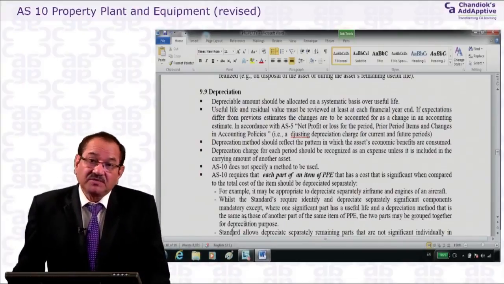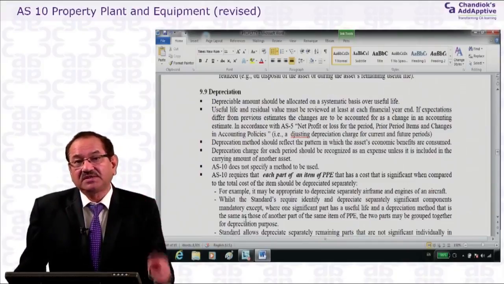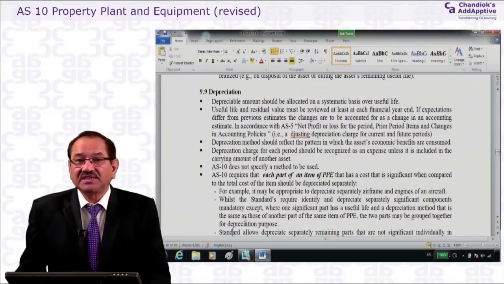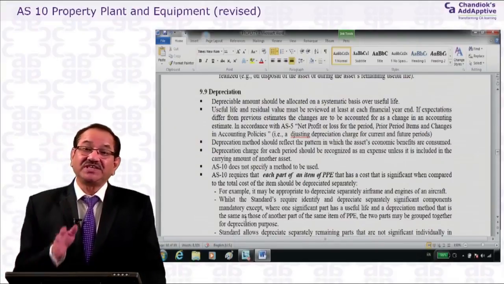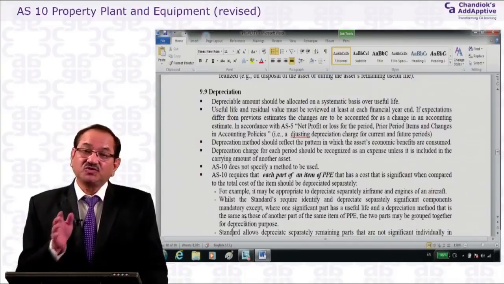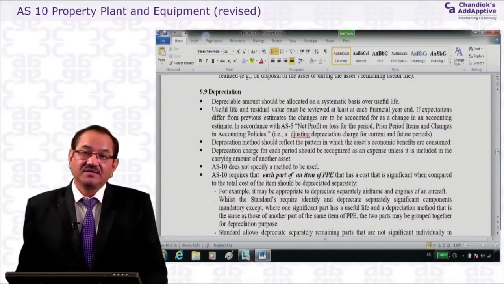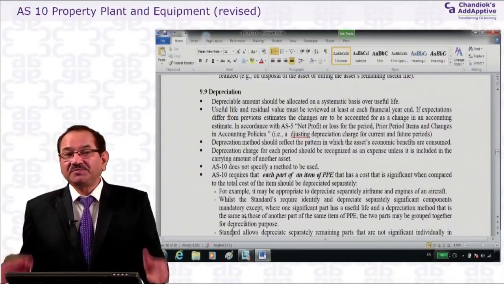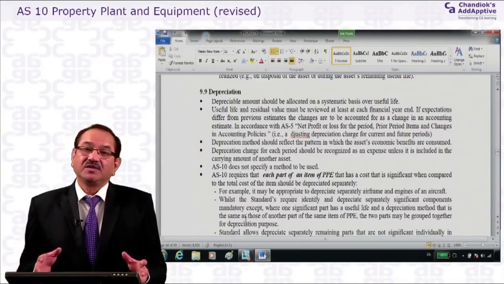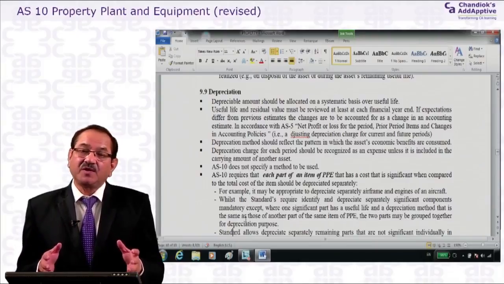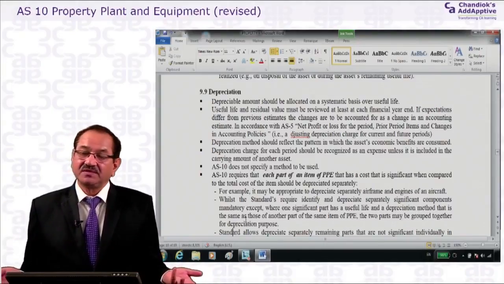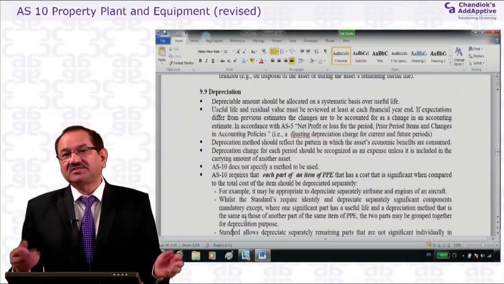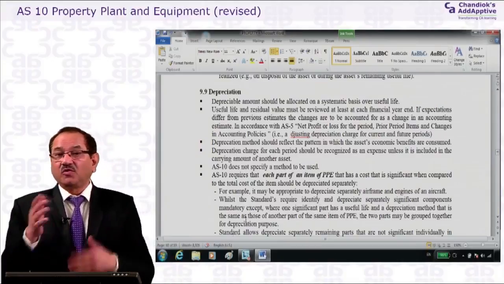You thought initially that the residual value will be 2 crores after 10 years. Now the residual value will not be more than 1 crore. Now you have to re-estimate the residual value each and every year. You have to estimate the useful life of the asset each and every year, because the depreciation will be based on the depreciable amount, and the depreciable amount depends on the expected useful life, which is based on an estimate. The residual value is again based on an estimate, and the estimate will go on changing.